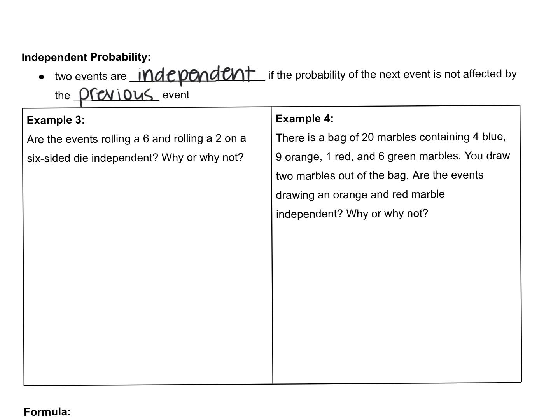So you want to know if the events rolling a 6 and rolling a 2 on a 6-sided die are independent and why or why not. You have to ask yourself, if I roll a 6 and then I roll a 2, does the probability that I roll a 2 change based on the first event? In this case, it doesn't. So these events are independent.